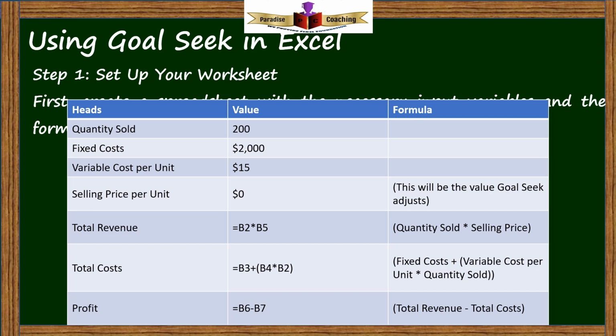Scenario: you are selling a product and want to achieve a target profit of $5,000. You know the quantity you will sell and your costs, but you're not sure what the selling price per unit needs to be to hit your profit goal. You can use GoalSeek to find the required selling price. Here the calculated fields are total revenue, total costs, and profit.